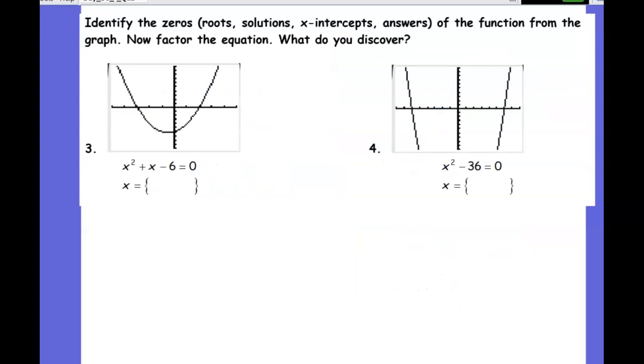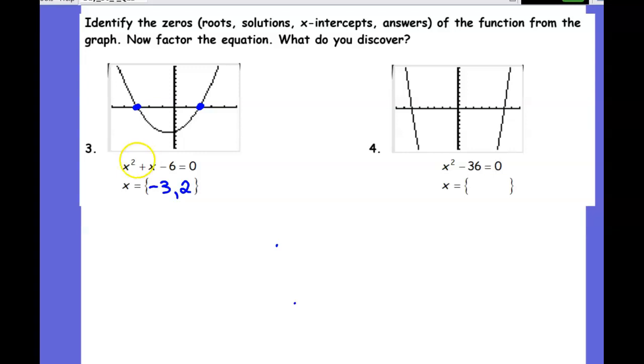Okay, so here's some examples where we actually took a snippet of the graph, and you can tell just by looking at the graph in this particular example that this parabola crosses right here and here. So the actual two solutions would be negative 3 and 2. Okay, but let's factor the equation and let's see if we discover the same thing.